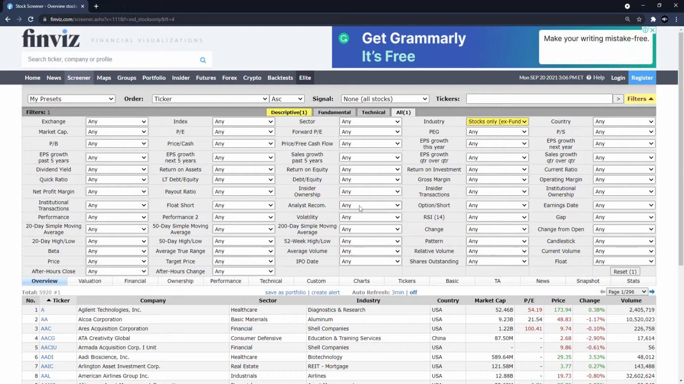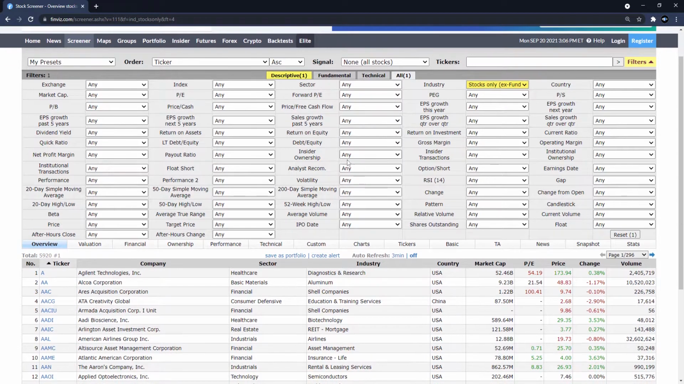The next thing we want to fill out is the 200-day simple moving average. Why do I start with that? Mainly because it can determine what the trend is. Are we in an uptrend or a downtrend? If the price is below the 200-day simple moving average, we are in a downtrend, and vice versa. If the price is above the SMA 200, we are in an uptrend. It gives us the average of the last 200 days' closing prices. So we want the price to be above the SMA 200.